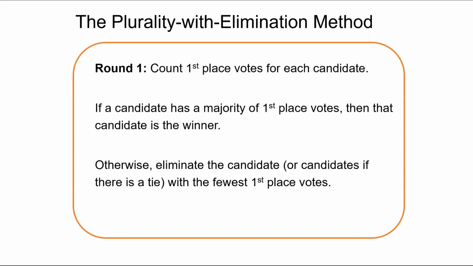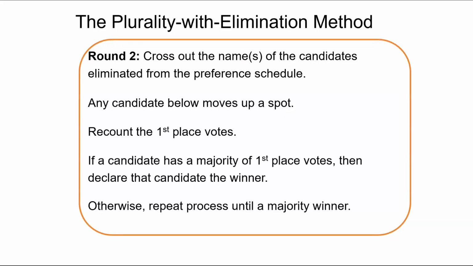The first thing we do is count all the first place votes for each candidate. If a candidate has a majority of first place votes, then that's the winner and we're done. But if we don't have a majority, we eliminate the candidate, or candidates if there's a tie, with the fewest first place votes. Now, we cross the eliminated candidate's name out of the preference schedule. Any candidates below that candidate get moved up, and then we recount the first place votes. If a candidate has a majority of first place votes, then that candidate is the winner. Otherwise, we repeat the process until a majority has been chosen.